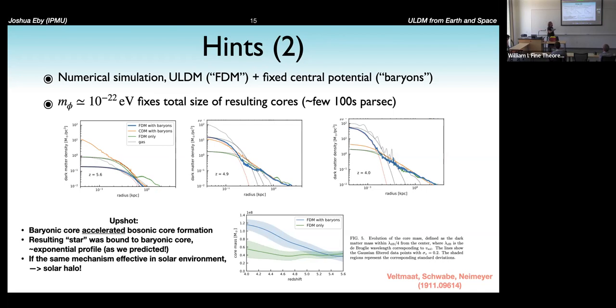So just to say it again, the green curve is the usual formation of the soliton in the center of the ULDM halo. The blue curve appears to be a large amount of ultralight dark matter getting bound around this central gravitational potential.